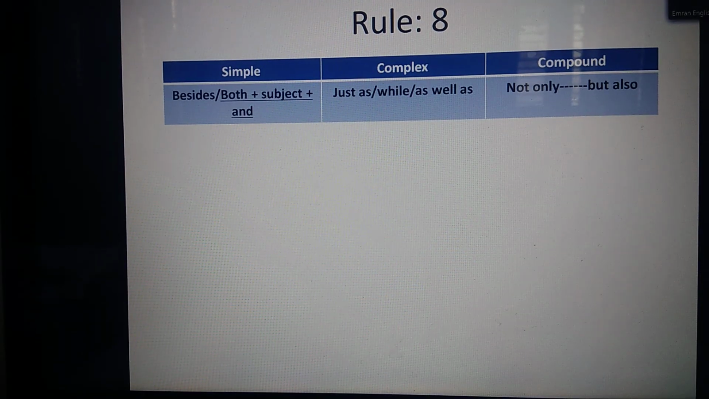Rule 8. This one is the most debatable one. Some people might debate on which conjunction is to be used in complex. In different books you may also have different conjunctions, but I'll give my own opinion here. Please don't say that I'm against traditional books.